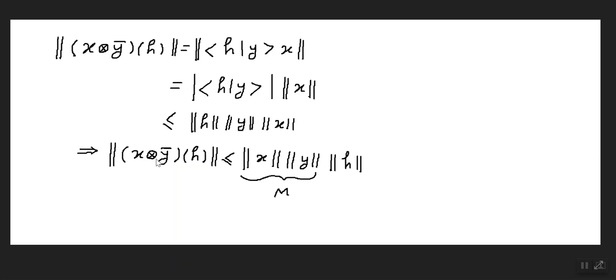Then you show that it's linear, okay? I leave it to you. So far we know that this is a bounded linear operator. But we want to show that the dimension of the range of this operator is 1. So it's a finite rank operator, and by that theorem it is compact.